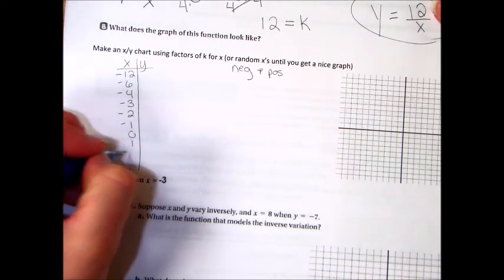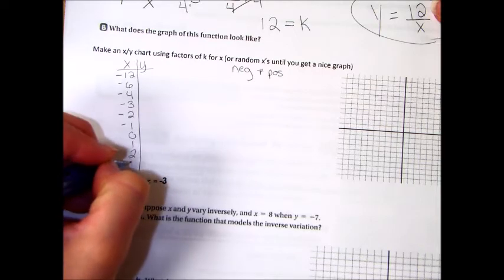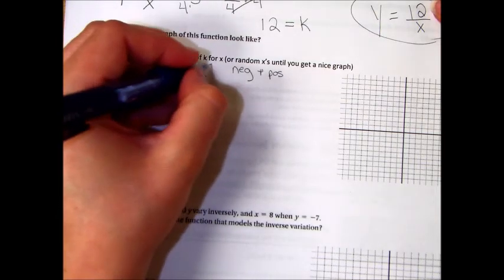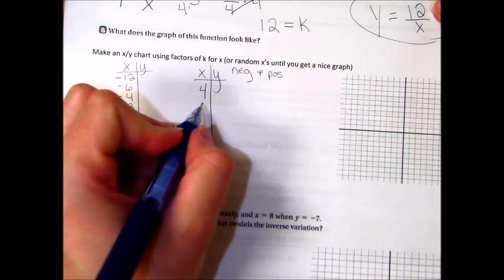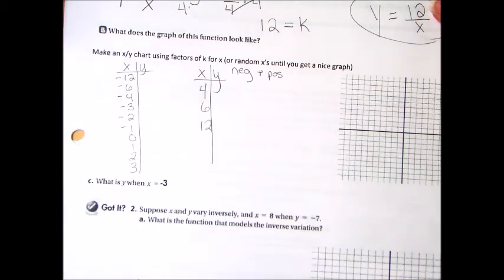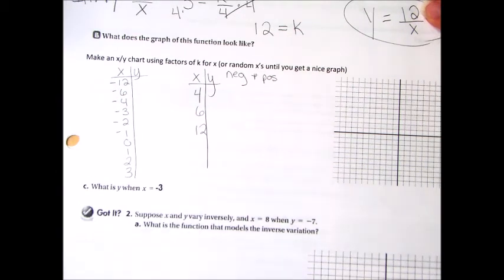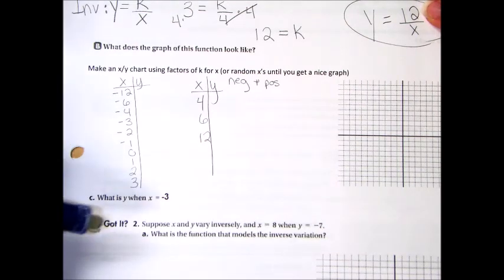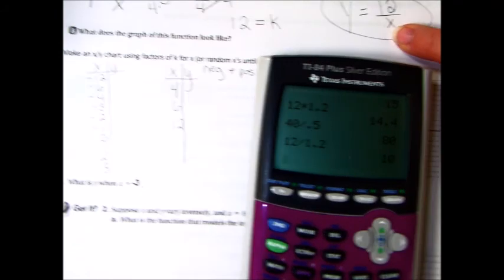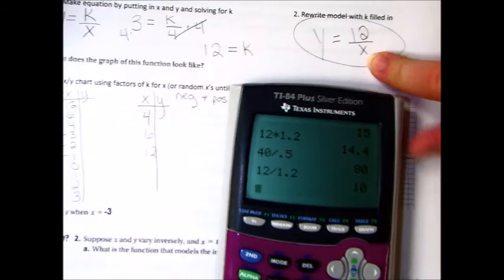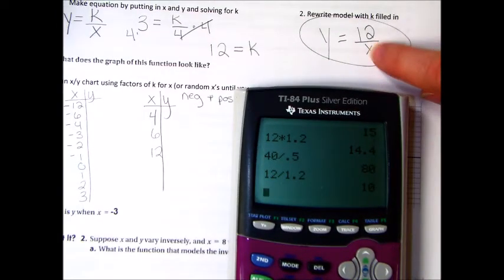So I'll pick 1, 2, 3. I guess I need a bigger XY chart, don't I? 4. I'm not going to pick 5, but I'll pick 6 and I'll pick 12. I'll pick numbers that go into 12. And now we just need to plug them in. You are literally just going to plug them in for that x. I'm trying to move my calculator so you can see it, but still see the x. So plug those in for that x.